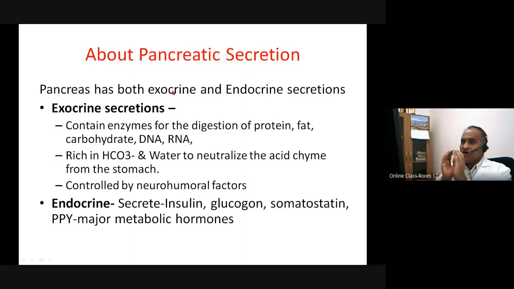Exocrine secretions are by the glands and the duct system. And these exocrine secretions contain enzymes which are necessary for the digestion of protein, fat, carbohydrate, and even the nucleotides like DNA and RNA. It also secretes copious amounts of bicarbonate in water that neutralize the acid chyme. It is controlled by neurohumoral factors.